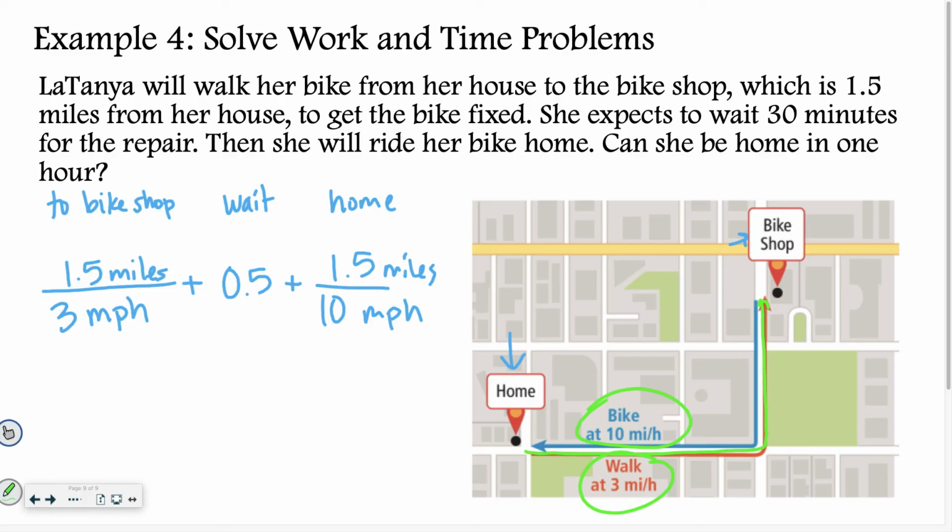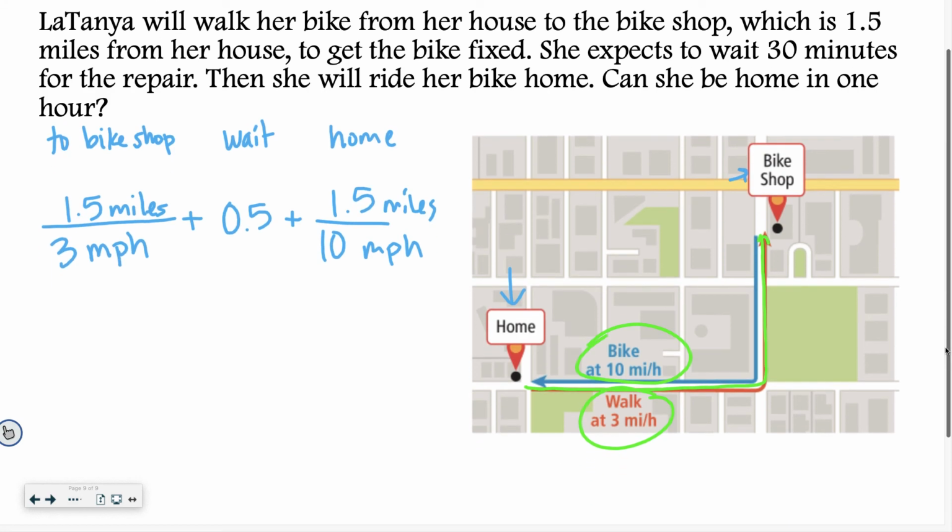So we have to add all of those times together in order to figure out her entire time. The reason we want to figure out her entire time is we want to know, can she be home from this whole journey within the hour? So if I do 1.5 divided by 3, I get 0.5. And then I already have a nice little decimal right there. And then 1.5 divided by 10 is 0.15. If I add all of those together, I get 1.15 hours.